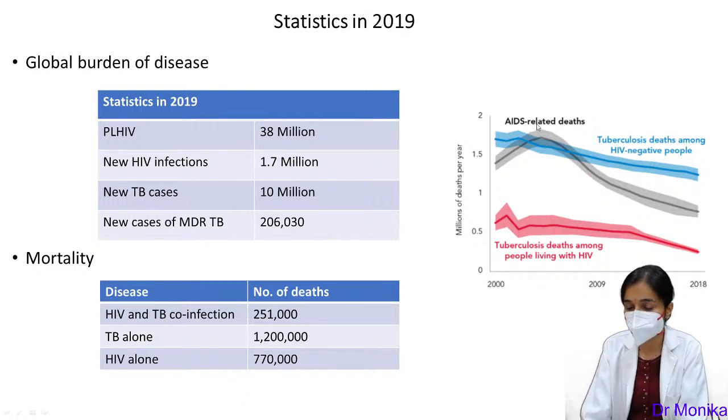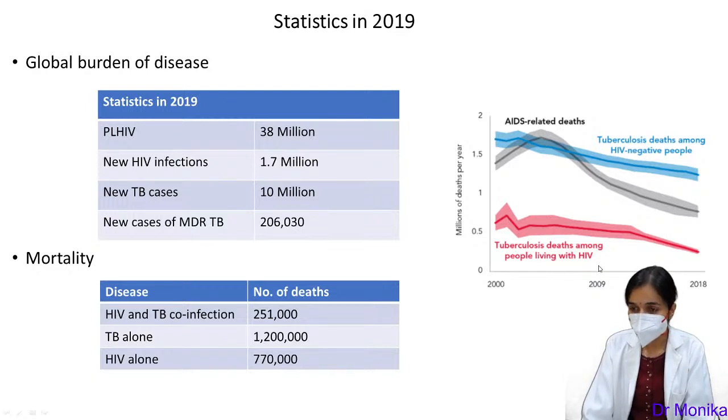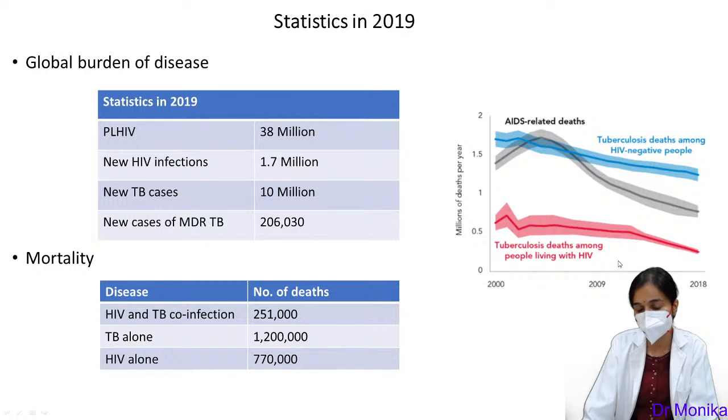This is the graph showing the number of deaths per year from the year 2000 to 2017. The blue color shows the number of TB deaths among HIV-negative people, while the red color shows the number of TB deaths among people living with HIV. As we see, there has been a decline of around 53% in the number of TB deaths among people living with HIV, but we must not forget that it is still one of the leading causes of death among these patients.